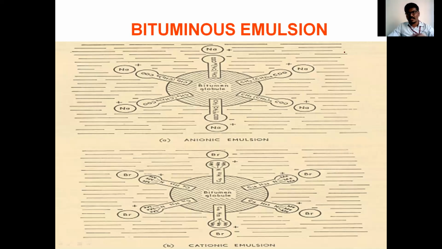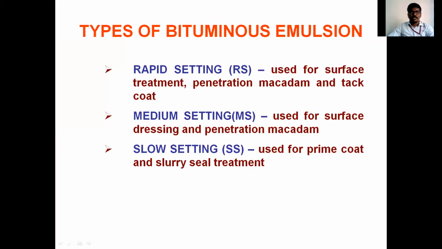So here is just a small image which I got, of an anionic emulsion and another is a cationic emulsion. For example, this is the bitumen globule and it has been surrounded by the positive or negative ions depending on anionic or cationic. So there are different types of emulsions again. In the same way as the cutback bitumen, we have different types of emulsions also.